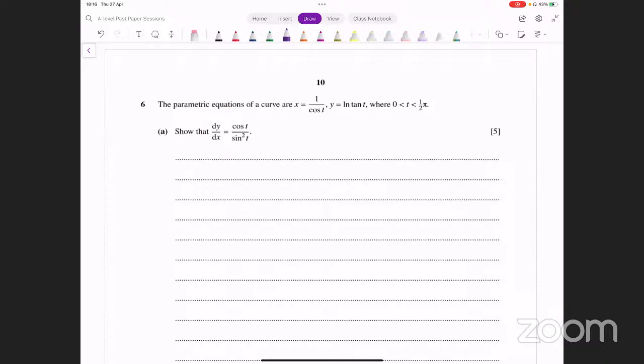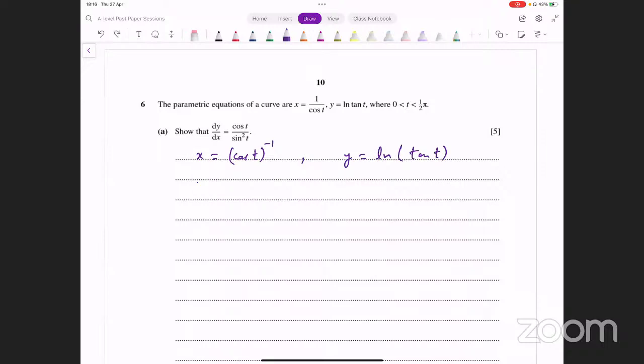Okay, so we have parametric equations. Let's differentiate both of these separately. 1 over cos t, we could write that as cos t whole raised to power -1 if you want. You can also use the quotient rule, but it's not needed; just take the cos to the top and the power becomes -1. And y equals ln of tan of t.